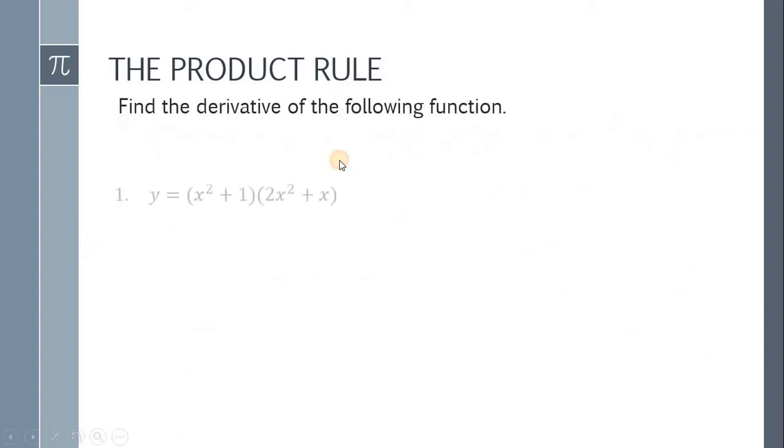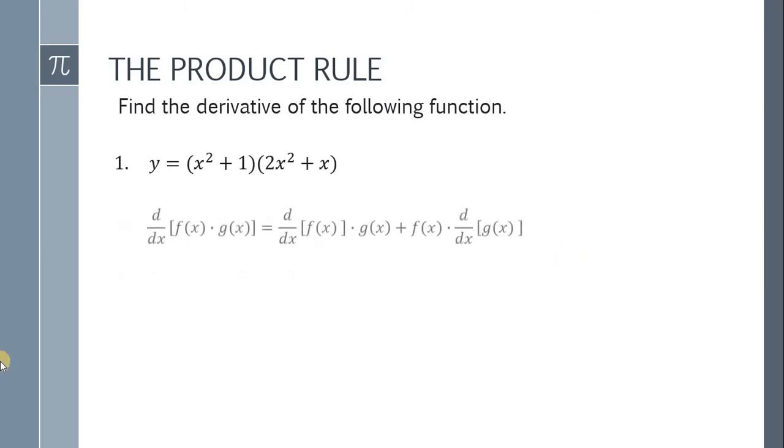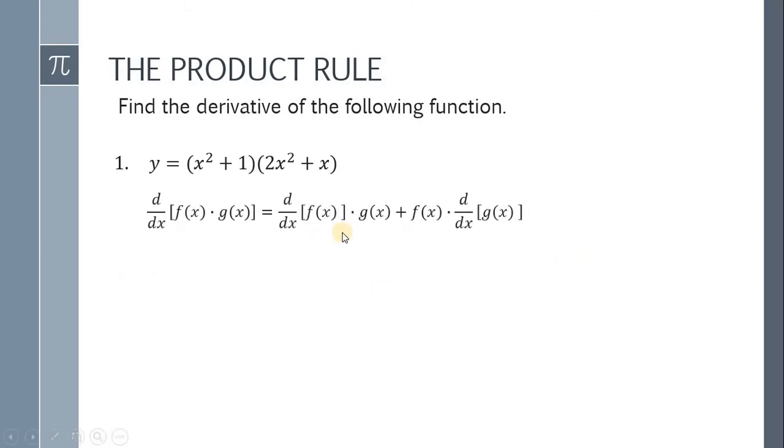Find the derivative of the following function. Number 1, number 2, and number 3. Now, let's have the solution for number 1. So, using our product rule, we have the derivative of the first times the second plus first times the derivative of the second. Now, yung first function natin is x squared plus 1, and yung second function natin must be 2x squared plus x. Now, set up natin yung ating equation.